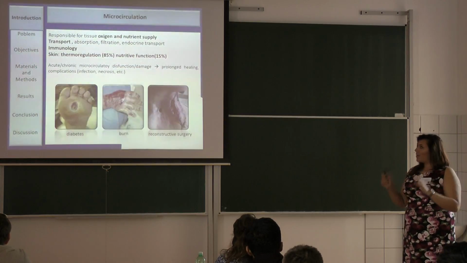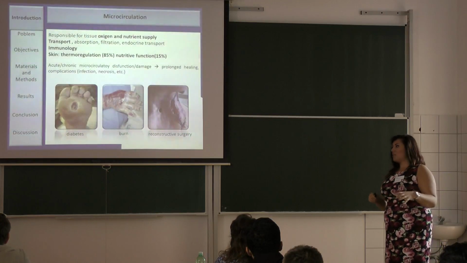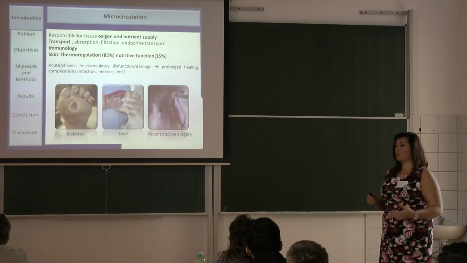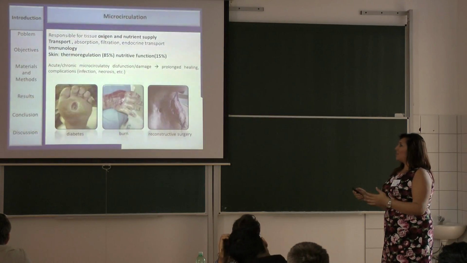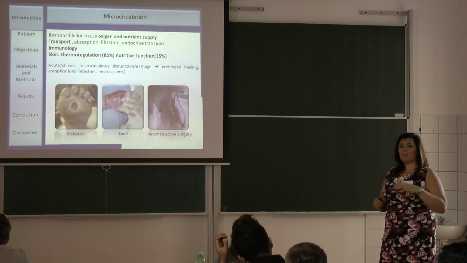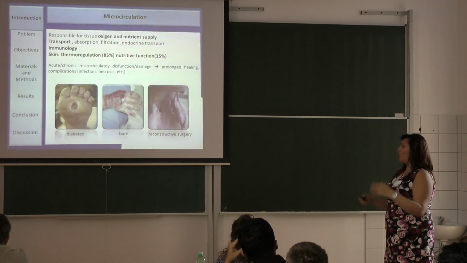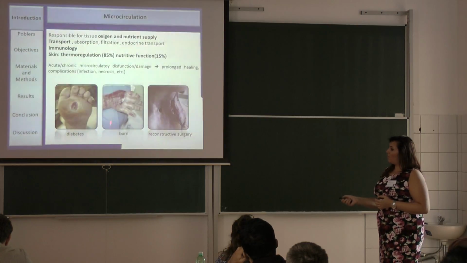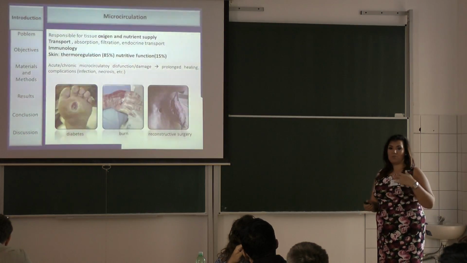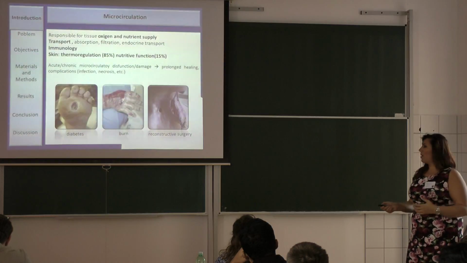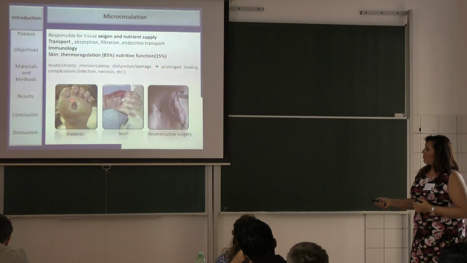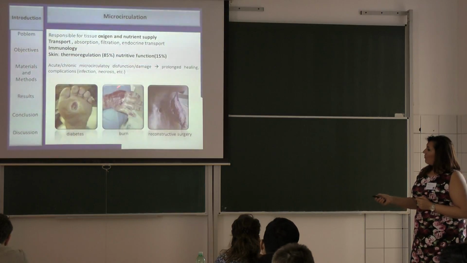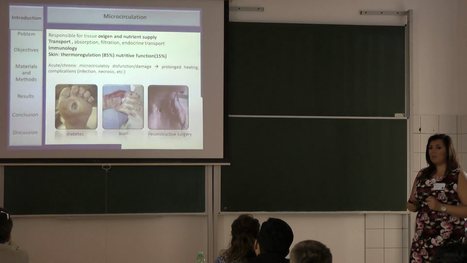Because there are a lot of acute or chronic diseases or states which cause microcirculatory dysfunction or damage. And in these cases, the healing is prolonged. We have a really large amount of complications: infection, necrosis. As you can see, for example, diabetic patients with diabetic microangiopathy have a really big problem. This is a chronic ulceration, or a life-threatening burn wound.